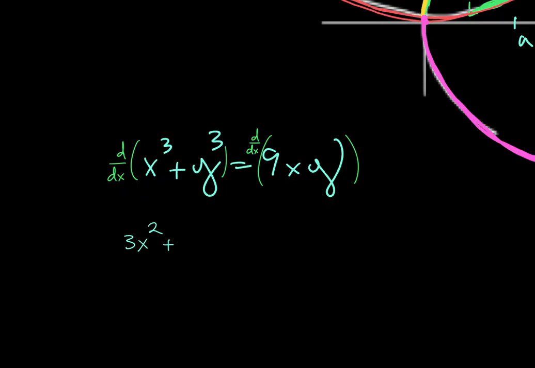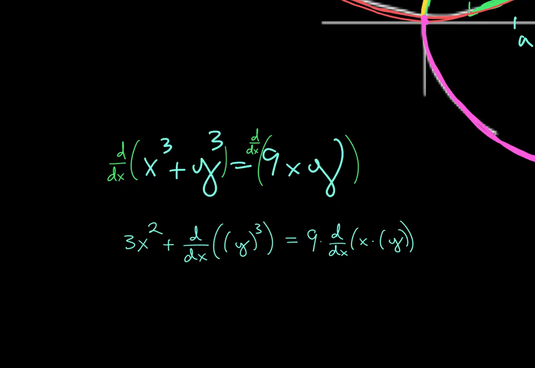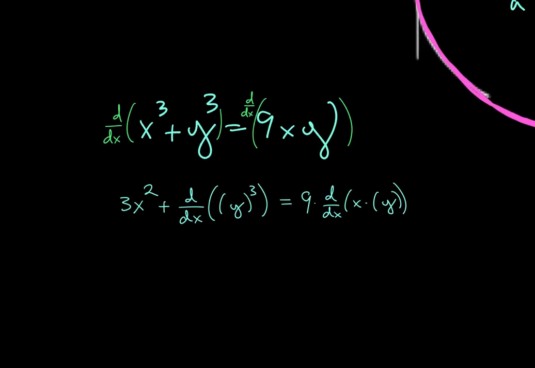Here, let me be a little bit more mathematically clear. This is the derivative of the function y cubed. And same thing here. Taking the derivative on this side, I'm going to have 9 times the derivative with respect to x of x times the function y. What I'm trying to say here is I have this part, 3x squared, and then I have to take the derivative of this with respect to x. I'm taking the derivative of y with respect to x.